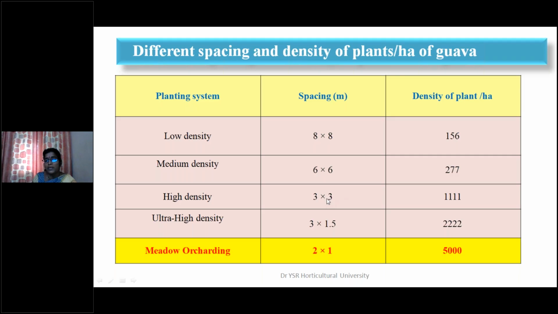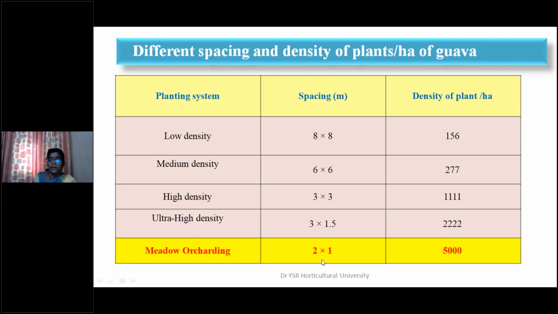Here row to row spacing is 3 and plant to plant is 3. We can accommodate 1111 plants per hectare. And another one is ultra high density, where we are reducing the distance between the plants. Though you keep the row distance same, 3 into 1.5, we can double the plant density, that is 2222 plants per hectare.